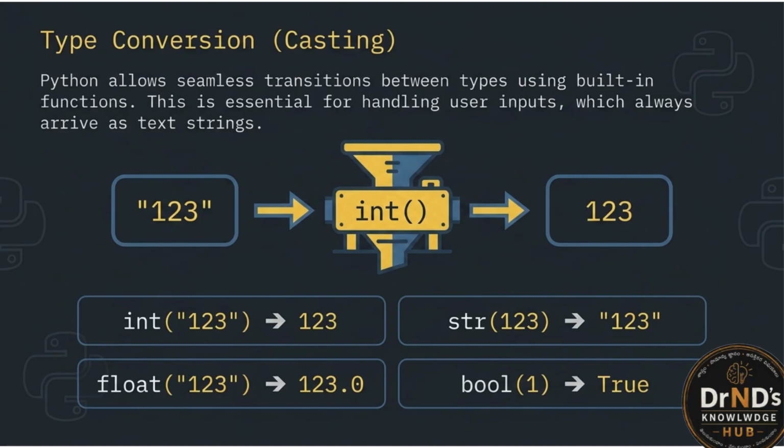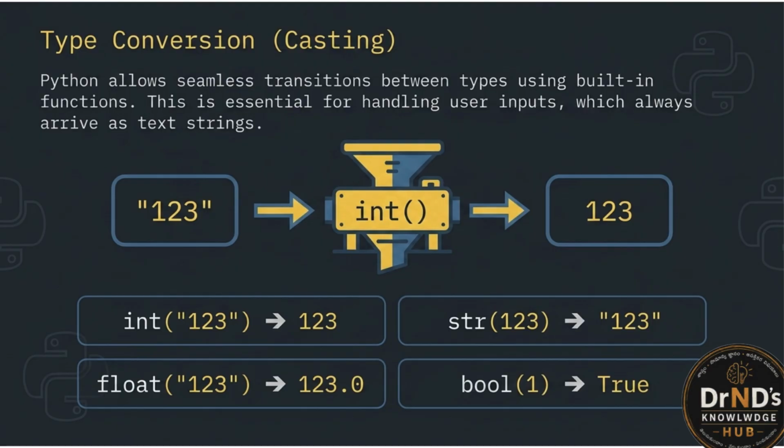For example, str(123) outputs "123". Now the value is stored as text. This conversion is often used when displaying messages or combining numbers with strings.